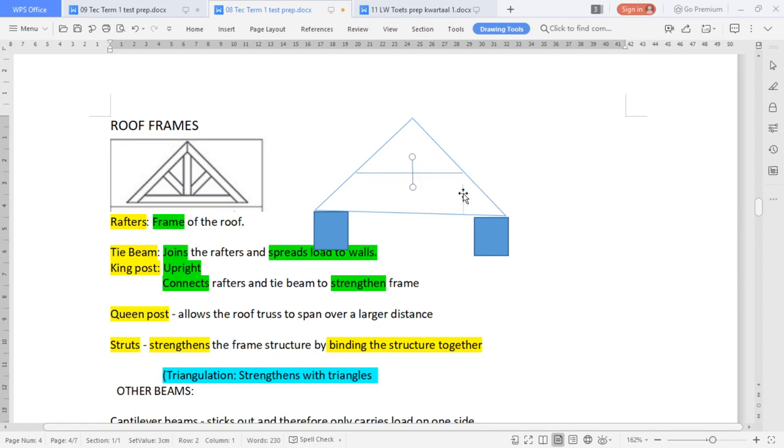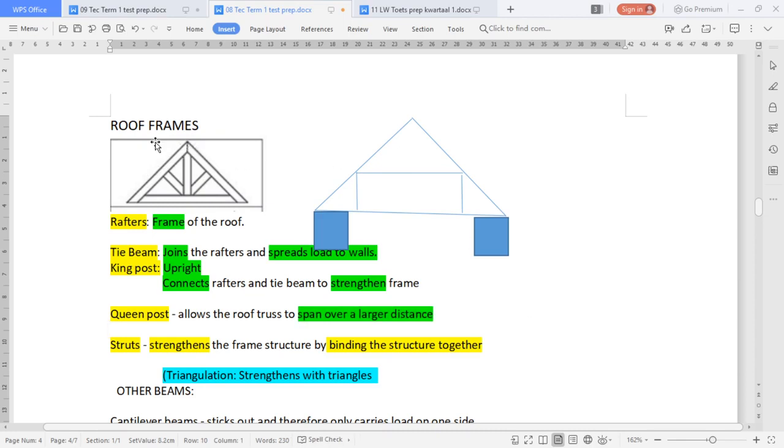So the queen post goes here between the tie beam and the truss, and if you've got a queen post, this truss can go over a long area, and the queen posts keep it upright. So it allows the roof truss to span over a larger distance. That's what the queen post does.